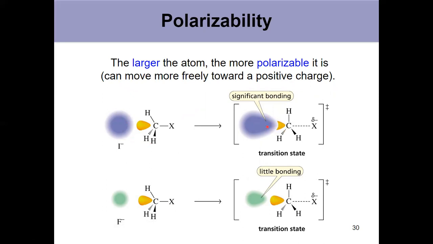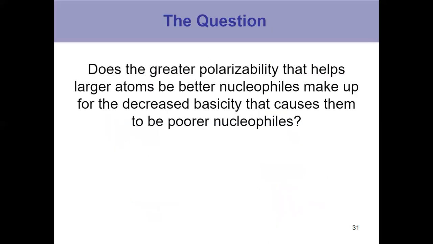So now the question becomes, does that greater polarizability help larger atoms be better nucleophiles, even though they're less basic overall? And the answer to that question is one of the trickier parts of chapter 9. It's the fact that it depends on the solvent. So this slide is restating the question. Does the greater polarizability that helps larger atoms be better nucleophiles make up for the decreased basicity that causes them to be poorer nucleophiles? And the answer is it depends on the solvent specifically.